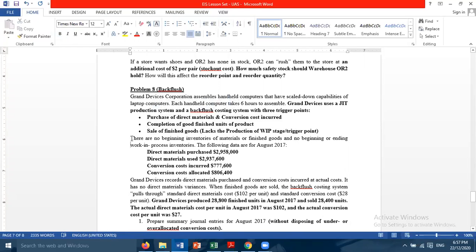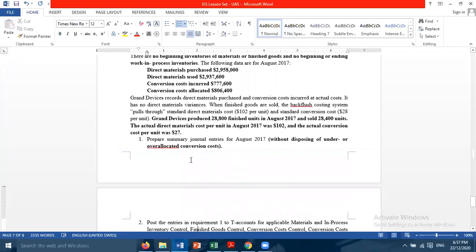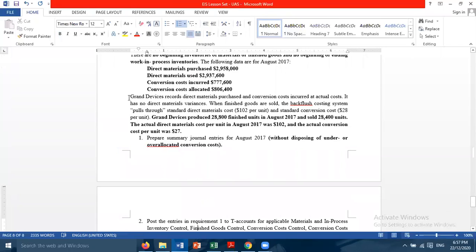There are no beginning inventories of materials or finished goods and no beginning or ending work in process inventory. Then we are given the following data: direct materials purchased, direct materials used, conversion cost incurred, and conversion cost allocated. Next one. Grand Devices records direct material purchase and conversion incurred at actual cost. It has no direct material variances. Then when finished goods are sold, the backflush costing system pulls through standard direct material costs and standard conversion costs.